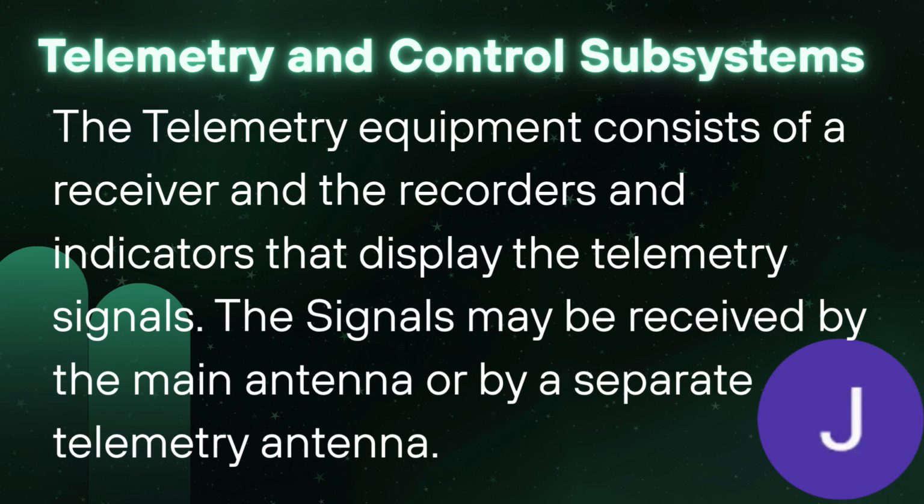Next is the telemetry and control subsystems. The telemetry equipment consists of a receiver and the recorders and indicators that display the telemetry signals. The signals may be received by the main antenna or by a separate telemetry antenna. It receives satellite status data and displays system performance.